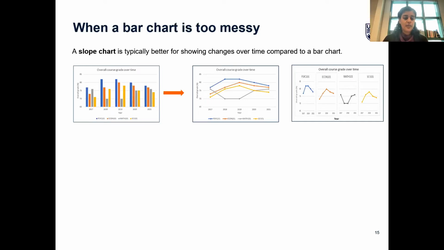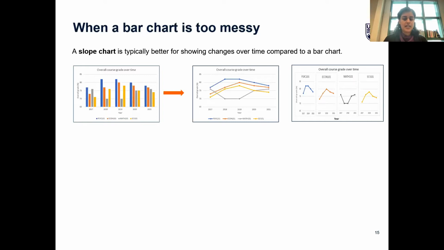And so one thing that we might consider is a slope chart. Slope charts are useful for showing change over time, particularly compared to a bar chart. So again, if we compare the left to the right here, it is much clearer on the right-hand side, and particularly if we split that up into those 4 separate graphs but combine them into a visualization, it becomes really easy to intuitively pull out the data.